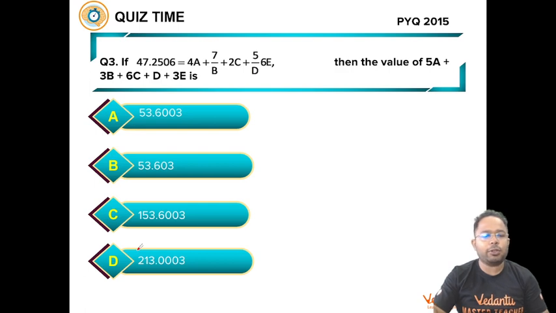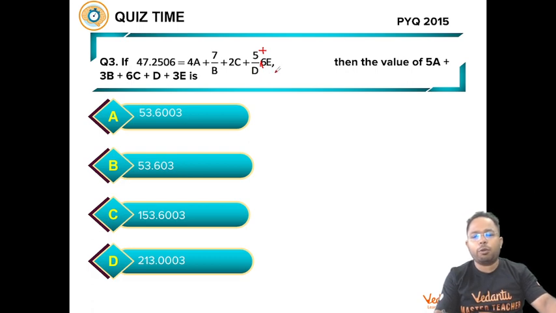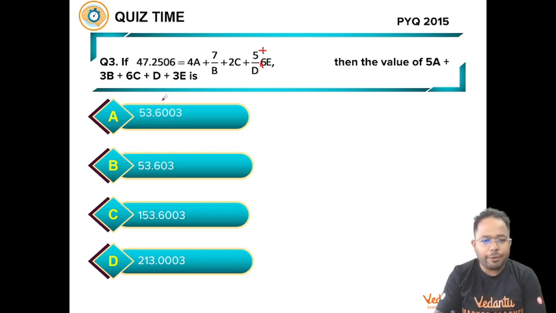Okay, let's move on to the next question, students. If 47.2506 equals 4a plus 7 by b plus 2c plus 5 by d plus 6e, a plus should be there, what could be the answer for the value of 5a plus 3b plus 6c plus d plus 3e? If 47.2506 equals 4a plus 7 by b plus 2c plus 5 by d plus 6e, then the value of 5a plus 3b plus 6c plus d plus 3e is?